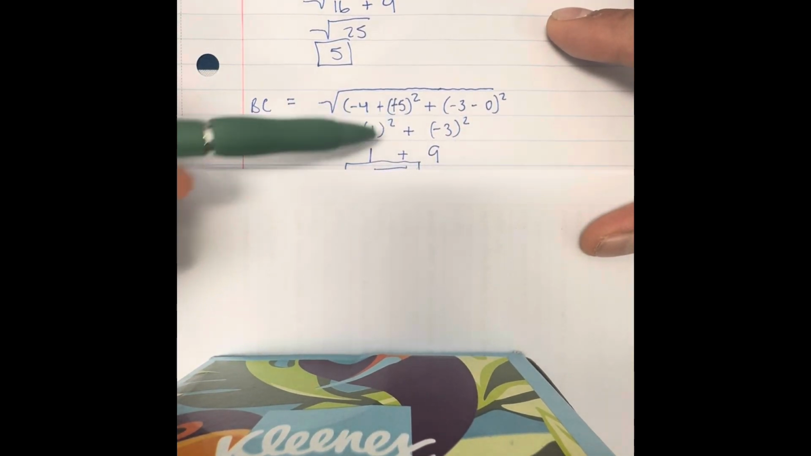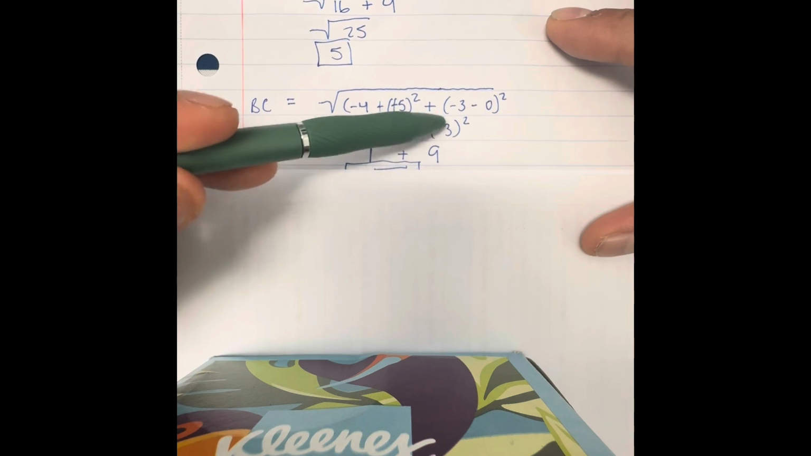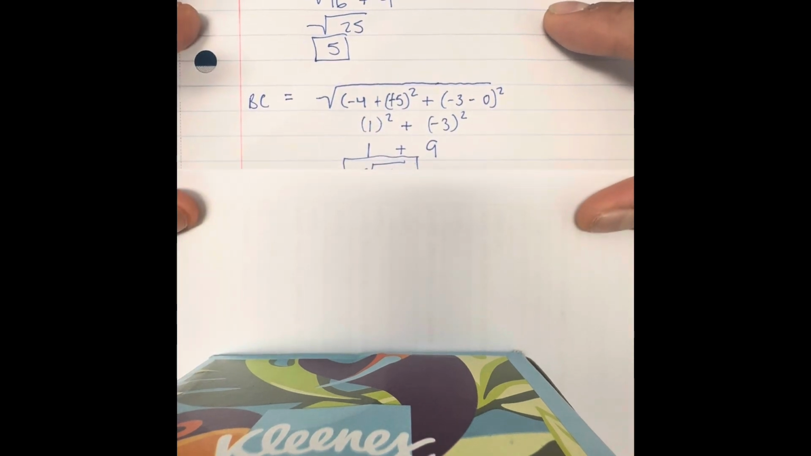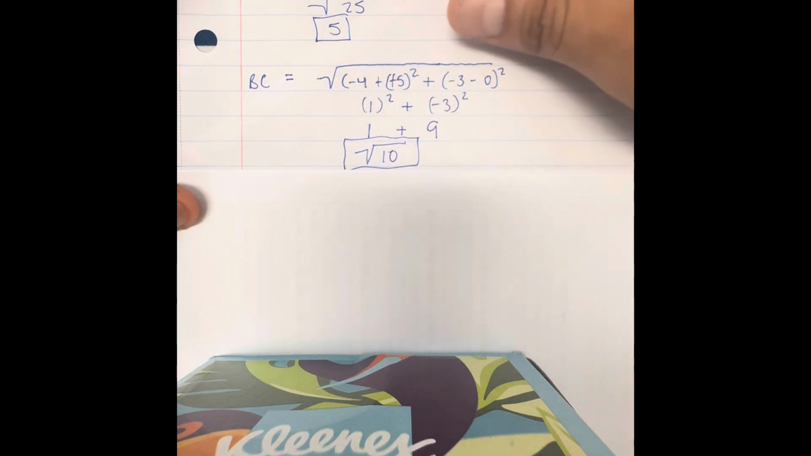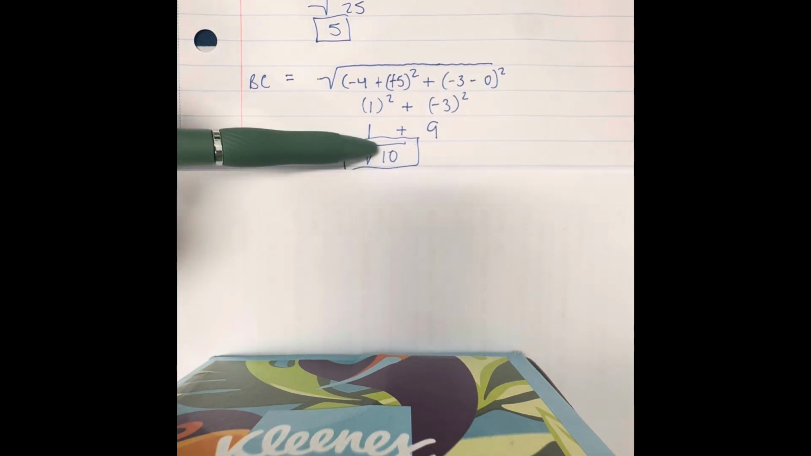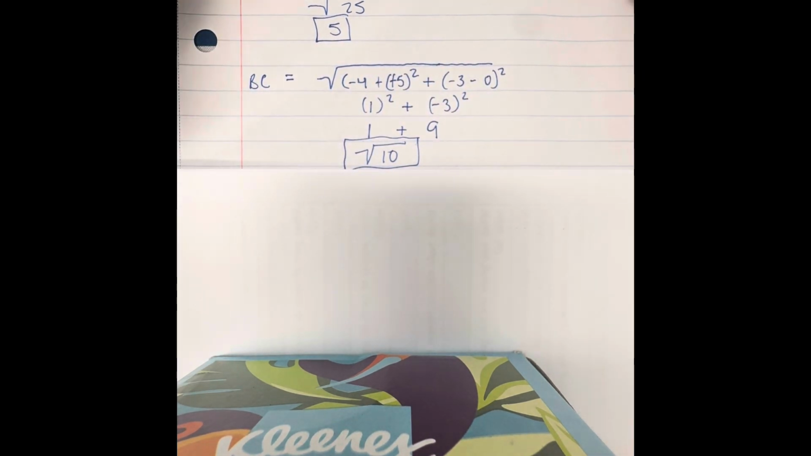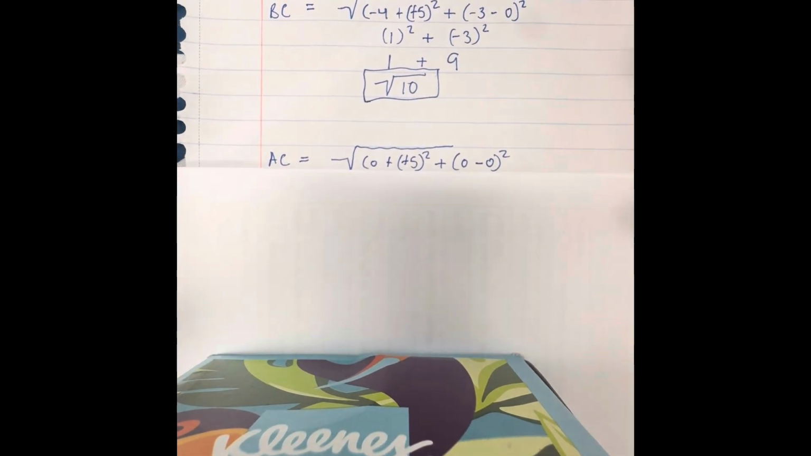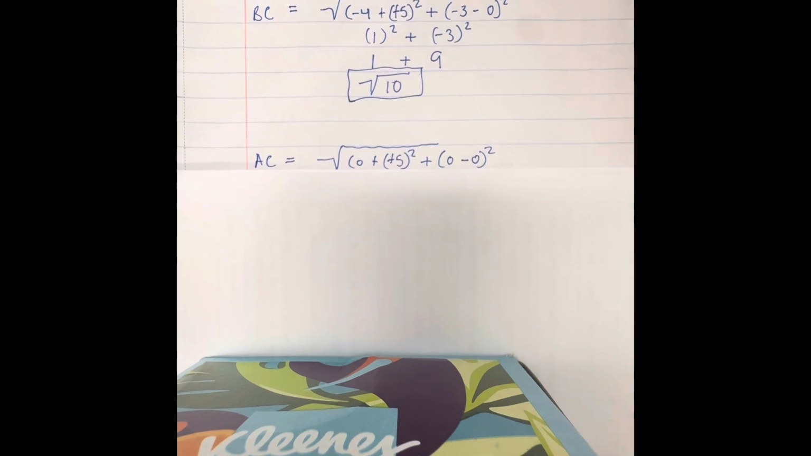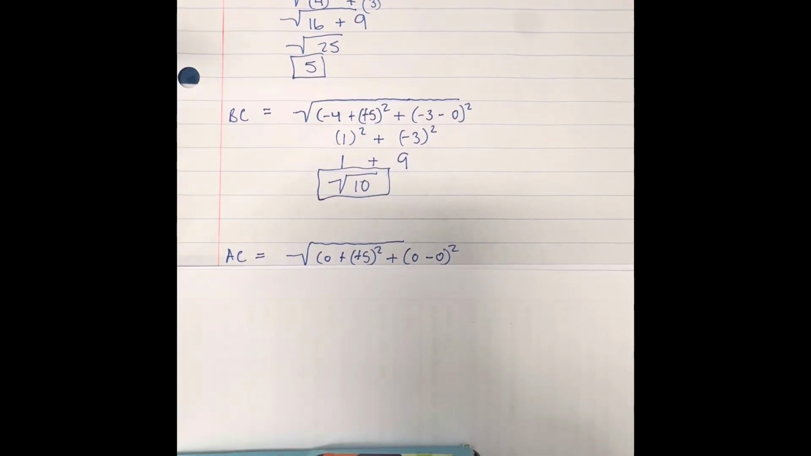1 times 1 is 1. -3 times -3 is 9. And we have 10. And because we can no longer simplify that, that's going to be our value, square root of 10 for BC. And so now it looks like we just have one final additional step, AC. Now for AC, let me pull that up right there.